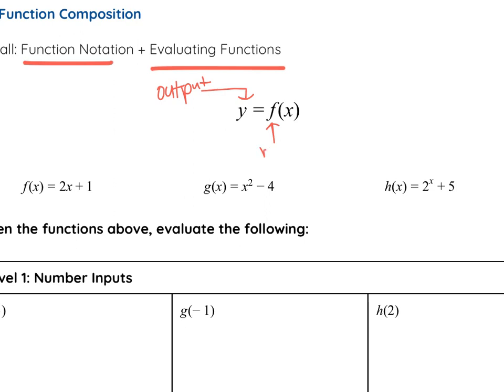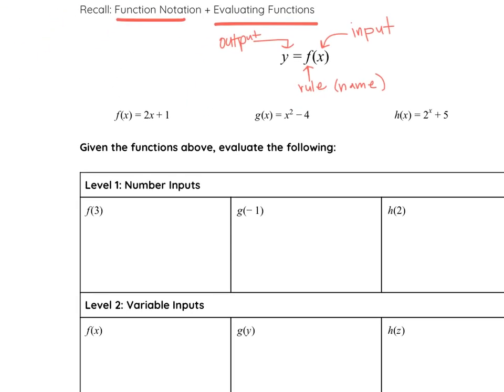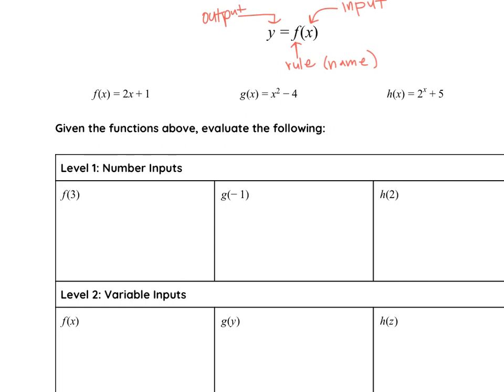F is just the function rule or the name of the function. And then inside here, the x is the input. So that's what we're going to replace. So let's look at a few examples. I have 3 different levels here, and the first one is just number inputs. So it says, given the functions above, evaluate the following.